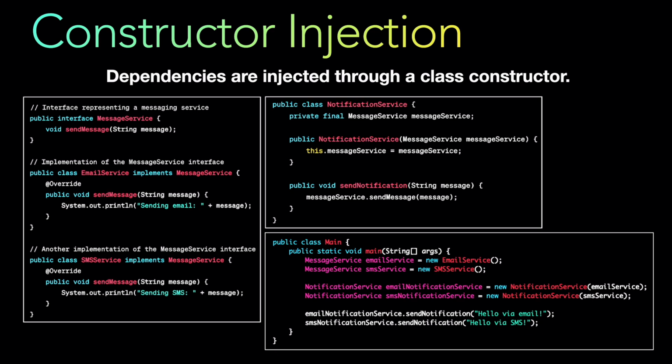Then below in the main method, we are demonstrating by creating an instance of notification service, and previously two instances of the email service and the SMS service, with different messaging services which are injected, and then sending notifications using those instances. So this is a very basic example of constructor injection, but whenever you think of dependency injection through constructors, this is how it happens. You are injecting through the constructor.